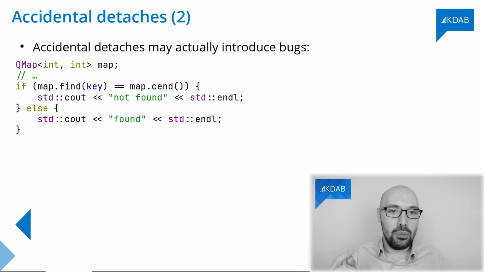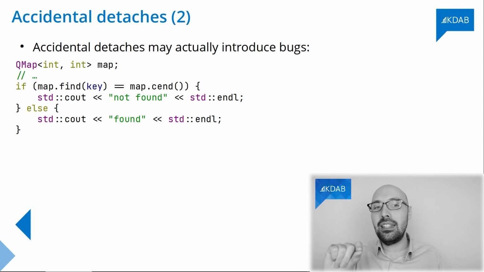And what do I mean by this? Well, if you call find first, then everything is fine, because then cend is going to act on the detached map, and there is no problem there. But again, stay with me for one minute. What happens if you call cend first and then find later?